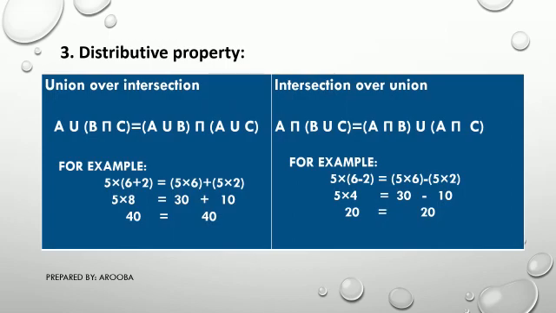Third property of sets is distributive property, which also have two forms. First is union over intersection and second is intersection over union. Now first step toward this property is to expand it. Now you can see there are two sides, first left hand side and second right hand side. Now see this right hand side is the expanded form of what is written on left hand side.